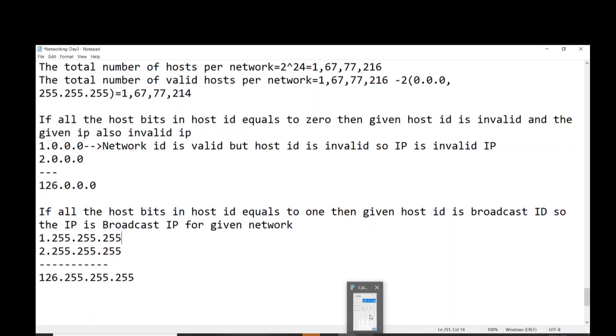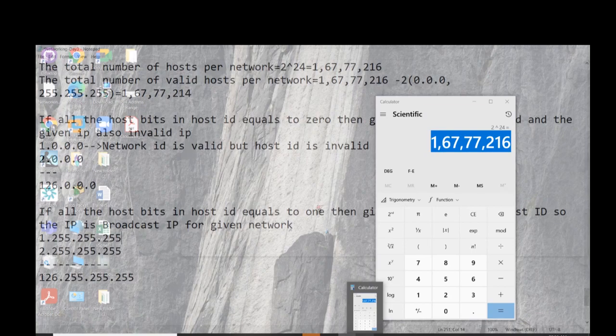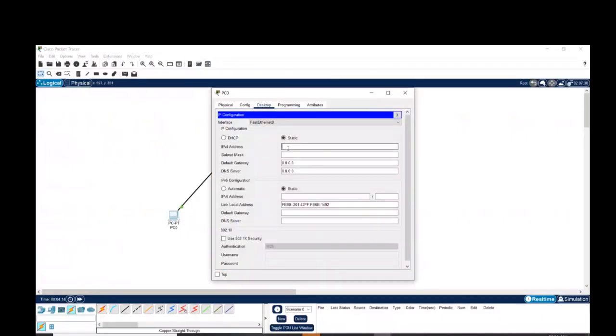Okay, if you check here, go to IP configuration and enter 1.255.255.255. It's not accepting. You cannot assign the broadcast IP to a system. So that's the reason you can assign up to 1.255.255.254, and it will accept. Yes, because the last bit is 0, as I asked. Now it will accept.